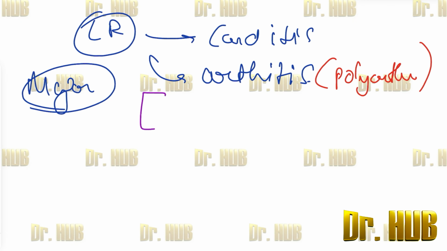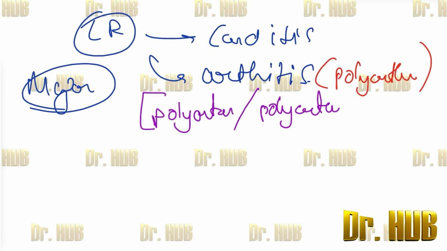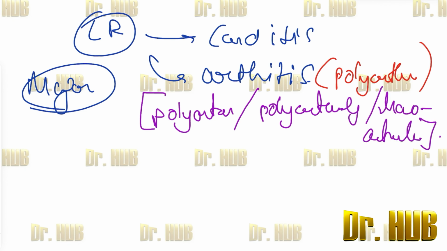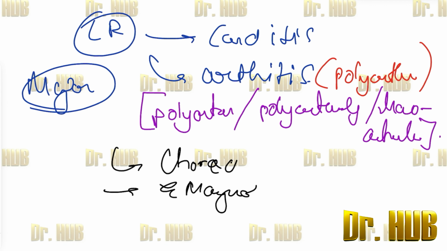Here let's write the major criteria. In major high risk populations there is polyarthritis, also the polyarthralgia, also there is monoarthritis. Next we also have the presence of the chorea. So this is in both the major and the minor criteria. There is chorea as well as the erythema marginatum. Next there are also the subcutaneous nodules. So this is about the major criteria.